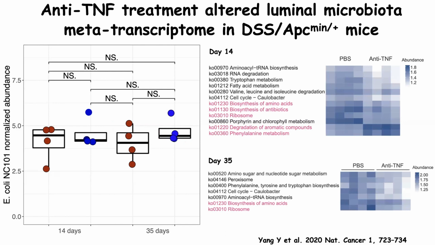Which genes are different? This is a heat map of genes. Most of the genes that we looked at were downregulated compared to untreated, except two here that are phenylalanine metabolism and aromatic compound. But most of the genes were downregulated, as well as at day 35. The pink means that we looked at a data set of IBD patients treated with anti-TNF, because those are published, and they overlap with our treated mice. So there's some significance to that.